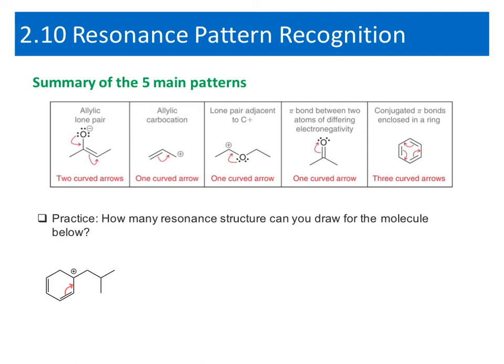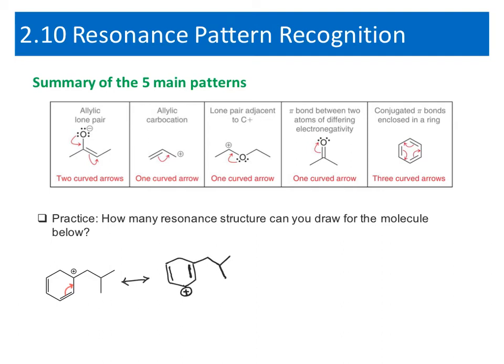Only a pi bond can move. Never put the tail on a single bond. Okay, a single bond cannot move. Be very careful of that. So the resonance structure would be, I didn't touch this part of the molecule, and also this part. So I just move the pi bond here. Now this carbon gets positively charged.